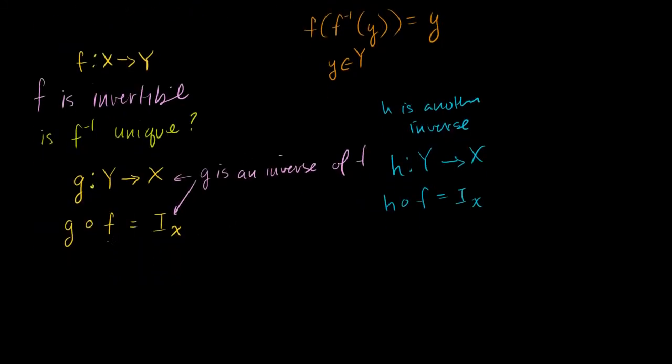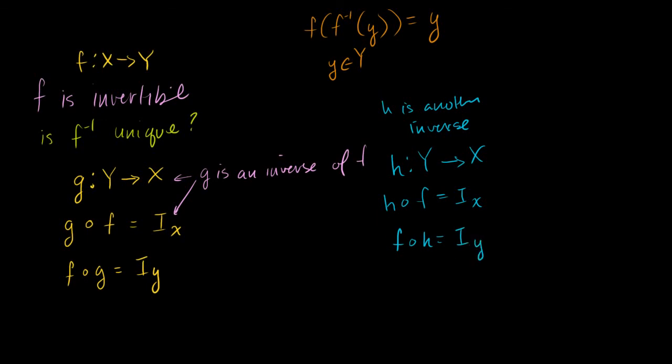So let's write that. g is an inverse of f. It implies this. And it also implies, I'll do it in yellow, that the composition of f with g is equal to the identity function on y. Sorry, I keep saying matrix. And if we do it with h, the fact that h is an inverse of f implies that the composition of f with h is equal to the identity function on y as well.